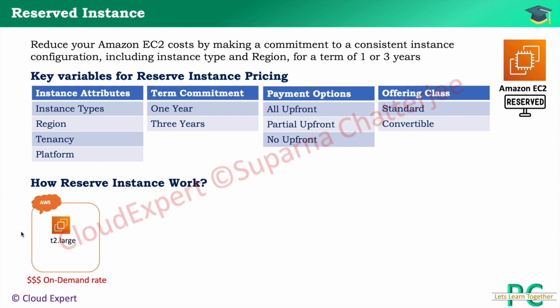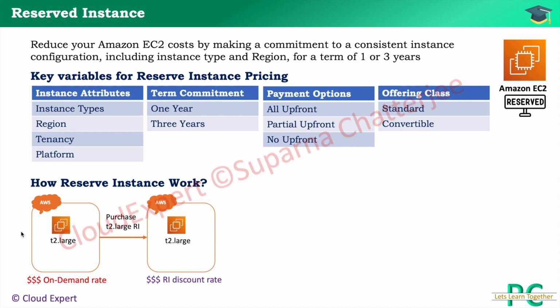Now let's see an example of how a reserved instance works. Let's say you have launched a T2 large instance. You are getting charged the on-demand rate. If you purchase a reserved instance for T2 large, obviously the operating system should be the same, then you will start getting the reserved instance discount.